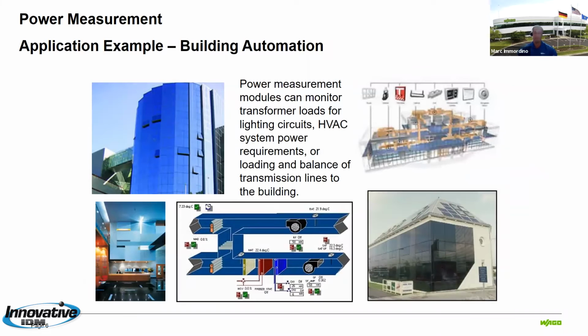Another one, we often think right out of the gate, well, because of our backgrounds and what industries we're in, it's always industrial applications. Well, even your facilities, you have your production area, and then of course you have your office area, maybe where design engineers and other people are housed. So even with those, we need to look at building automation and how we can use power measurement to monitor transformer loads for those lighting circuits, HVAC, for loading and balancing of transmission lines to the building itself. So we use this data to track power usage during daylight or seasonal operation to trim our usage cost, right?